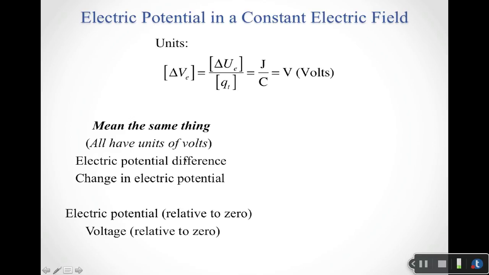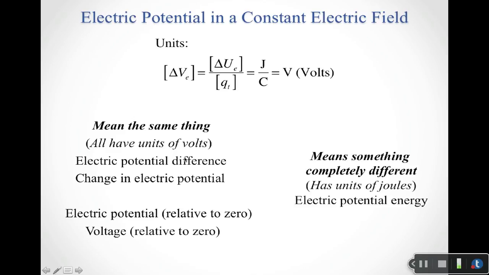They all have units of volts. They are fundamentally different, however, from electrical potential energy. It has units of joules. So we will use these phrases largely interchangeably. And so recognizing that when we talk about the voltage, that's not any different than talking about the electric potential. Those mean the same thing. But none of these are equivalent to electrical potential energy. That's simply a very different quantity.